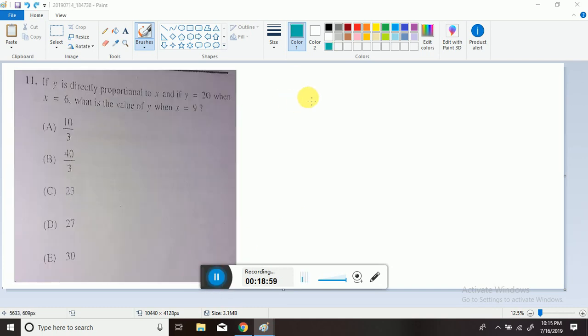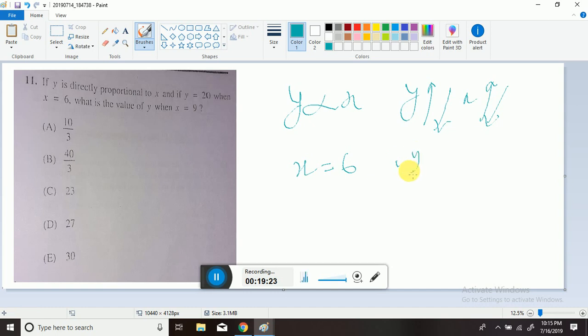Here in the problem, y is directly proportional to x. That means if y goes up, x also goes up. If y goes down, x also goes down. Direct means there is a relation in that way. If y equals 20 when x equals 6, that is, x value is 6 means y value is 20. What is the value of y when x equals 9? That means what value will be x?